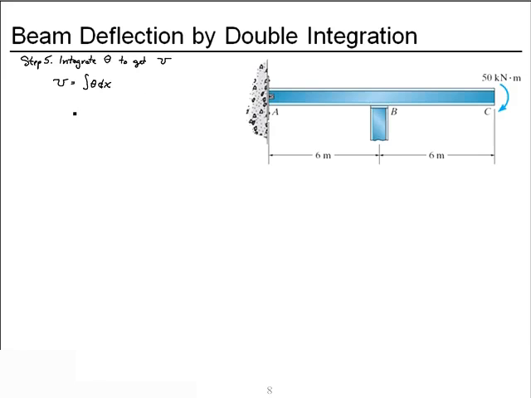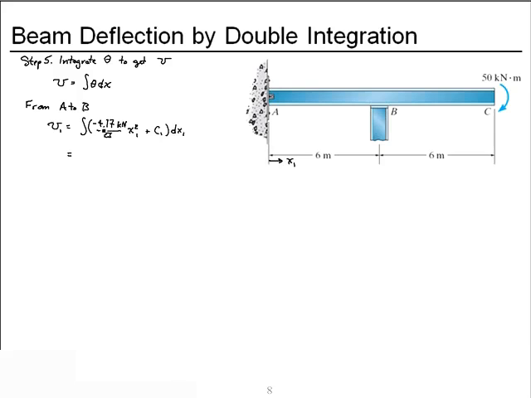And so the basic idea looks like this. From points A to B, the equation for vertical deformation will be the integral of minus 4.17 kilonewton over EI times x1 squared plus the first constant of integration, dx1. And just a reminder, x1 is measured this way.